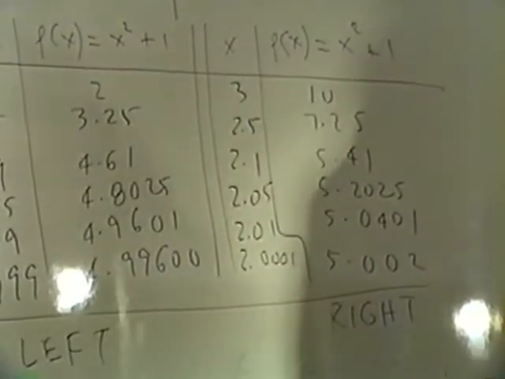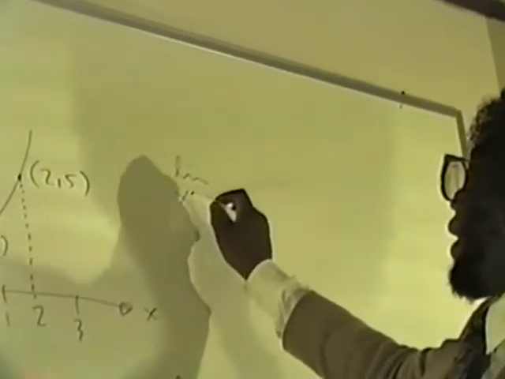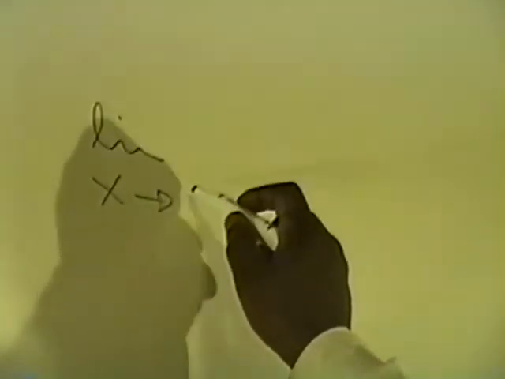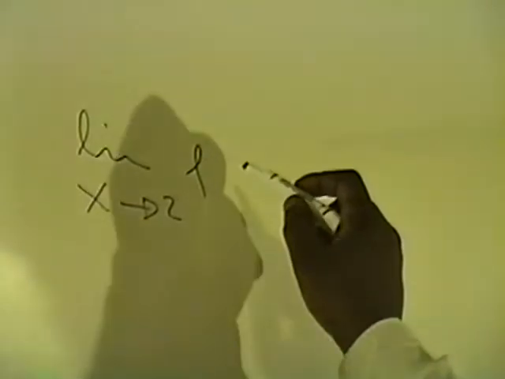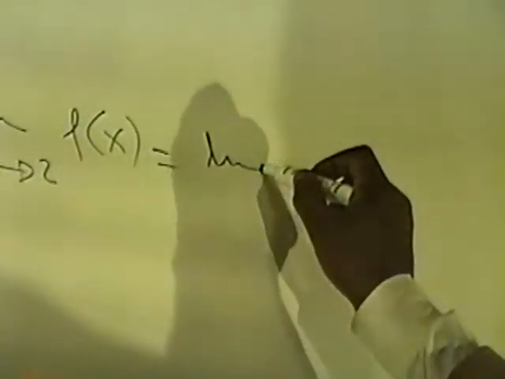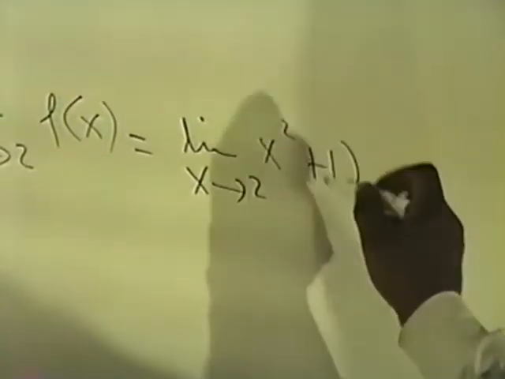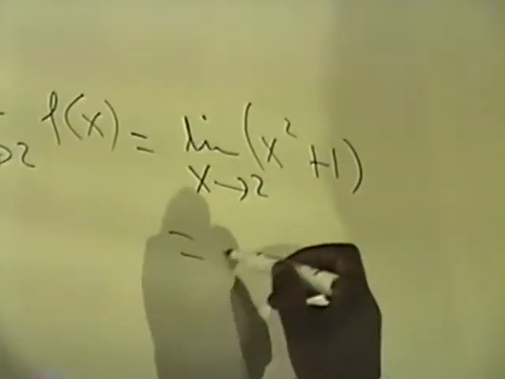Now, if this is so, then what we can say is this: that the limit as x approaches 2 of f(x) is equal to the limit as x approaches 2 of x squared plus 1, which is equal to 5.